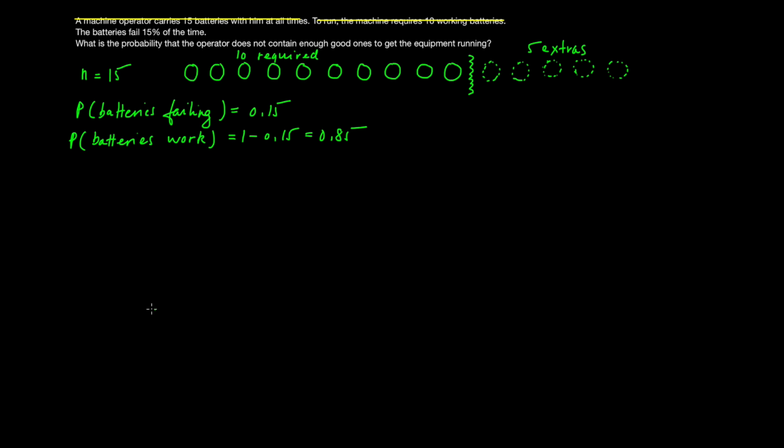So we want to know what is the probability. Let's just actually take a second. Let's just cross this off. We're done with this as well. Okay. So what is the probability that the operator does not contain enough good batteries to get the equipment running? So you agree with me that the probability of not containing enough good batteries means that you don't have your extras, right? So the extras are all failing.